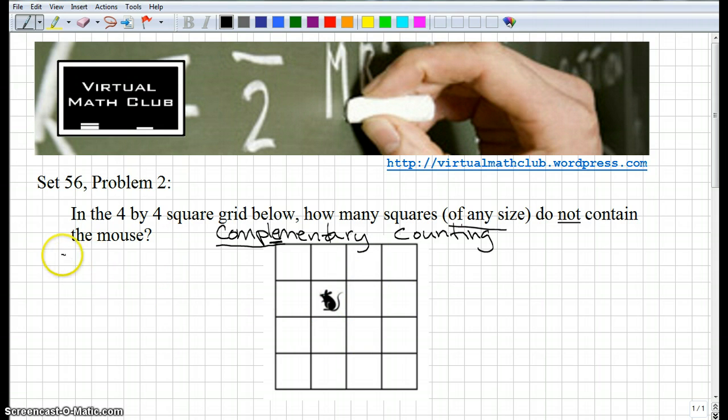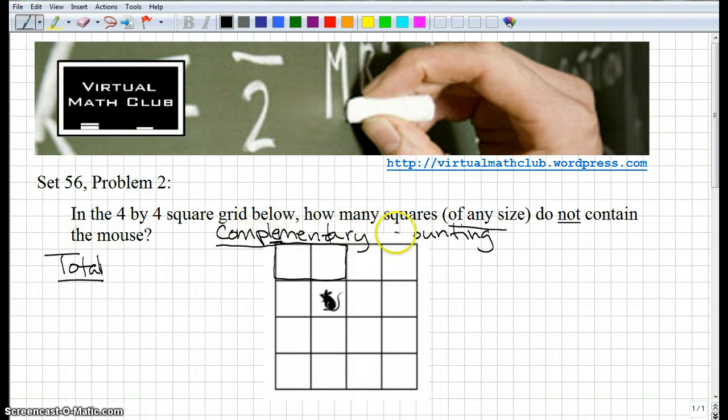So first of all, let's look at the total squares in this diagram. Now we're only talking about squares, not some other things here, like here's a rectangle. And there's lots of rectangles in here, but they are asking only for squares. So we've got to figure out how many squares there are of any size.